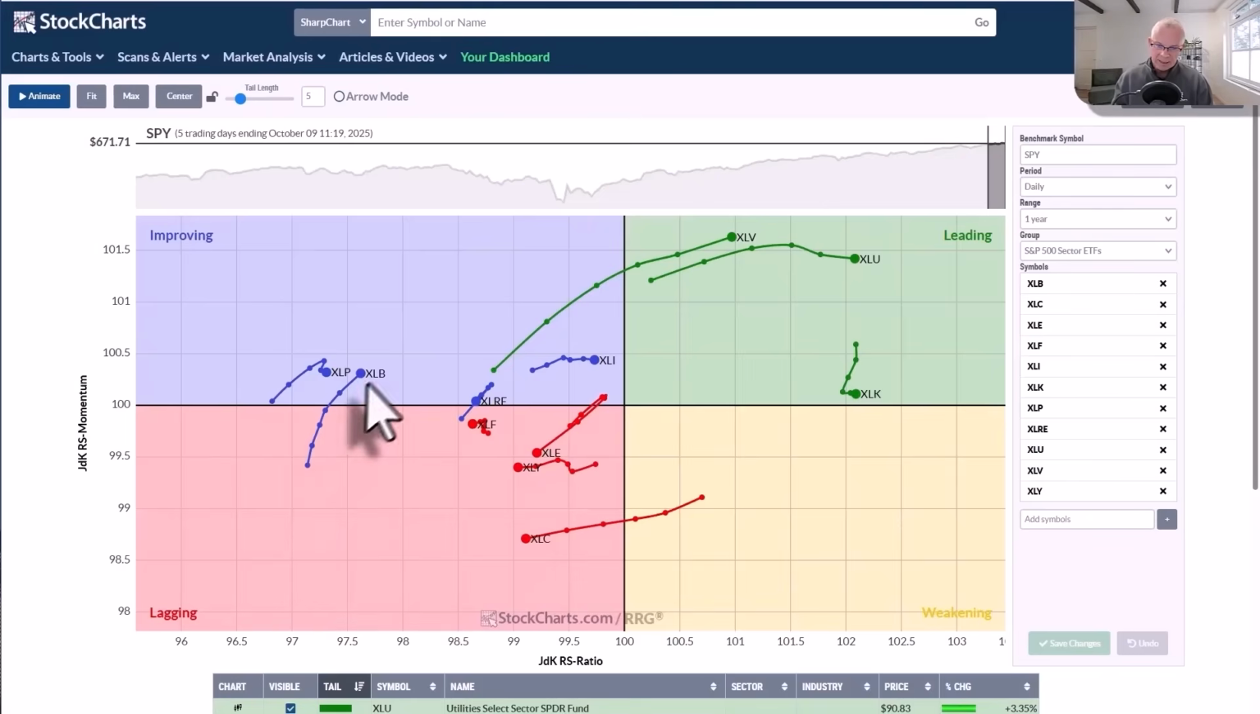And the XLB tail was inside lagging and picking up a little bit. That's what you see here. But here also it's the second weakest sector on this daily RRG, still at low readings, which makes it very vulnerable for a rotation, lagging, improving, back to lagging.